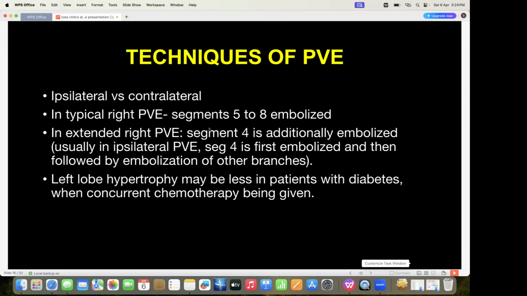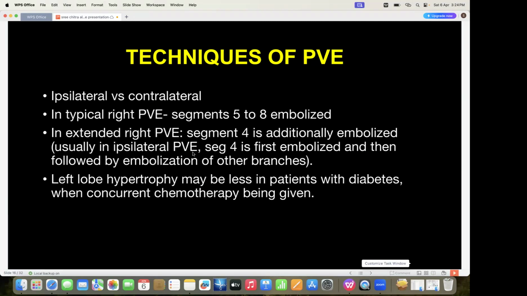When segment 4 is additionally embolized, especially in ipsilateral portal vein embolization, we have to first embolize segment 4, because segment 4 branch usually arises from the left portal vein branch. So when we use a SIM reverse curve catheter, we can't cannulate the segment 4 branch as it is arising from the left portal vein. In that case, if we don't embolize segment 4 first, when we embolize all other segments, that is 5 to 8, then there will be a thrombus formation in the right portal vein.